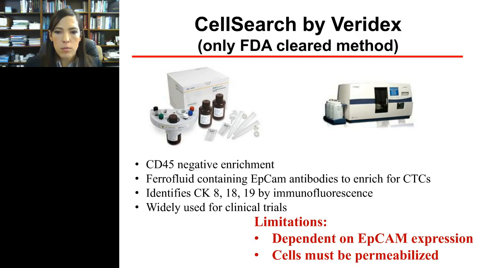The limitations of this method are, of course, that the cell must express the epithelial marker EpCAM, and the cells must be permeabilized to look at cytokeratin because it's an intracellular marker. And because the cells must be permeabilized, that limits the type of downstream analysis or characterization that can be performed. So we're interested in using a method that I'll talk about in a little while that eliminates the need for the cell to be permeabilized so that we can perform downstream characterization.